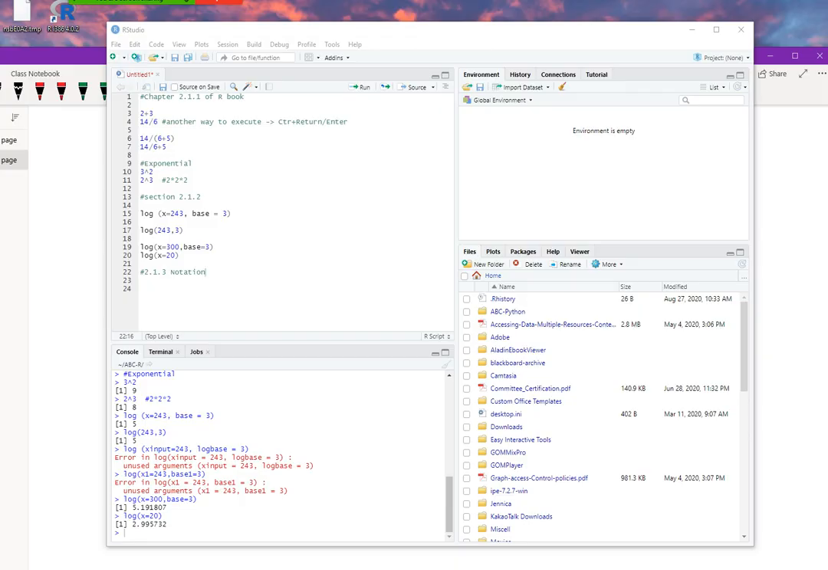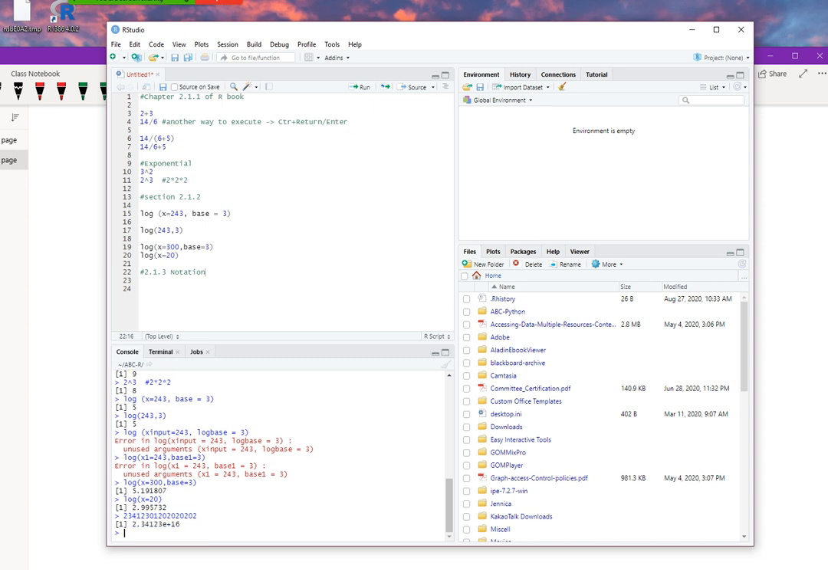Okay, now section 2.1.3, notations. For the notation, let's say you have a really long number, like 2, 3, 4, 1, 2, 5, 0, 1, a really huge number. When you type this, the notation used by R is, for example, 2.3e16.